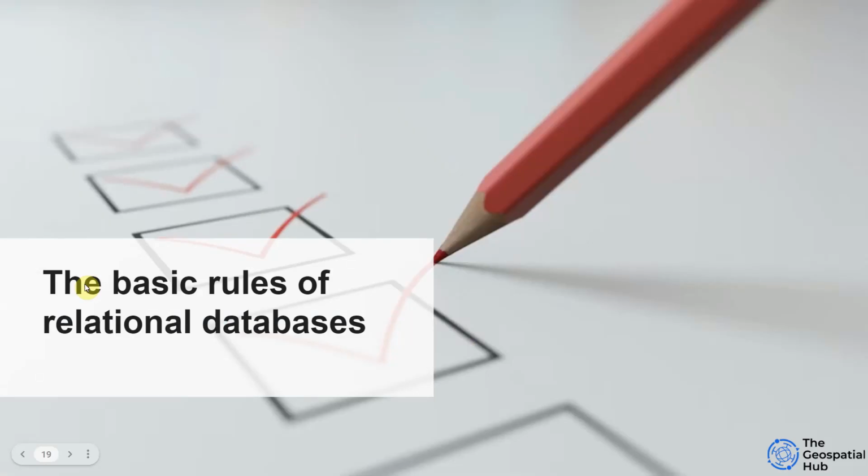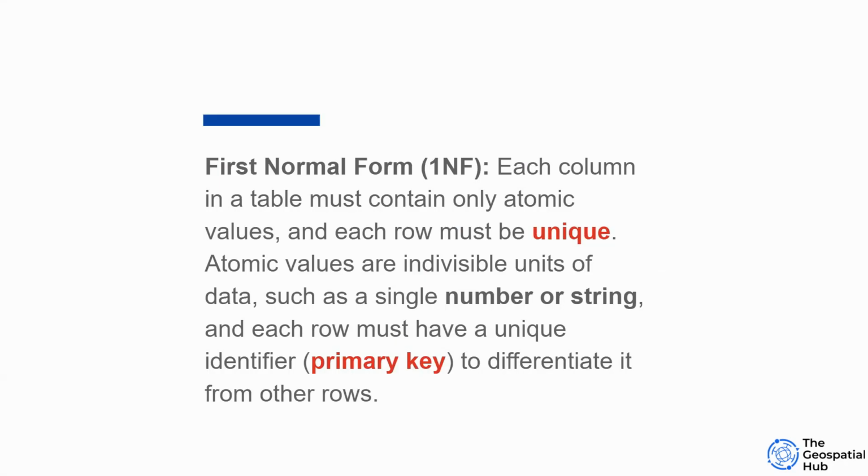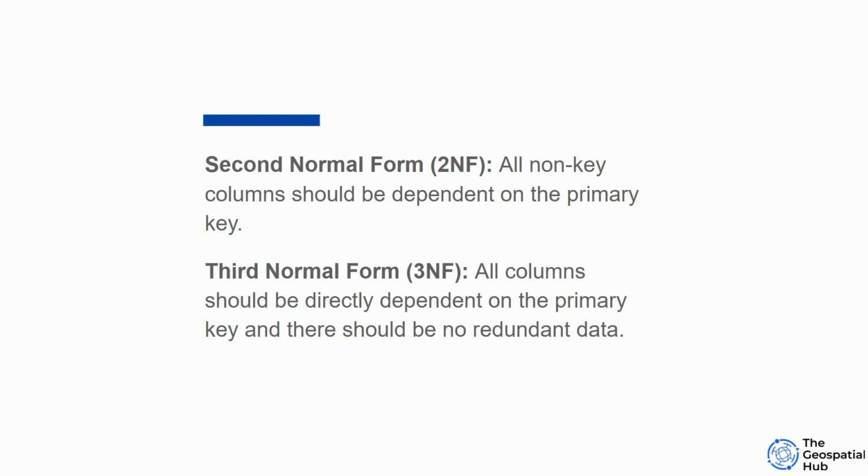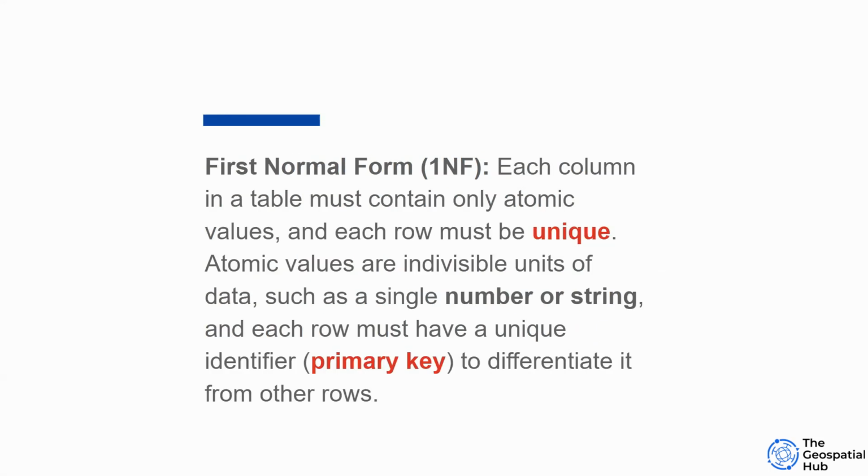Next we'll be talking about the basic rules of relational databases. The basic rules of the relational database are also known as the rules of normalization. They are a set of guidelines that are followed to ensure that data is stored in a consistent, organized, and efficient manner. There are several normalization rules, and we'll be talking about the first three, which are the most common: the first normal form, the second normal form, and the third normal form. Instead of just boring you by reading them back to you, we'll try to summarize them.